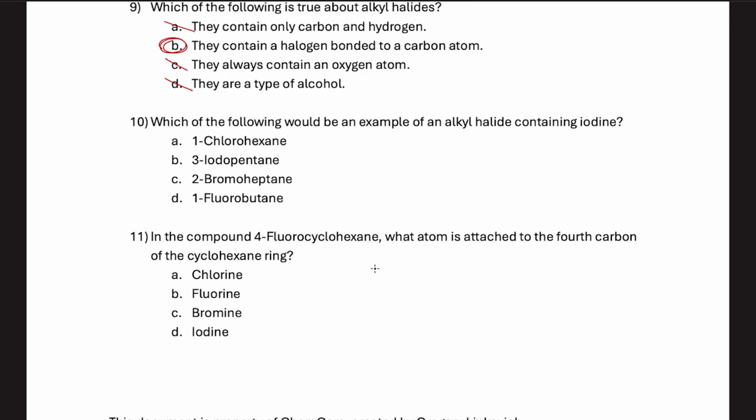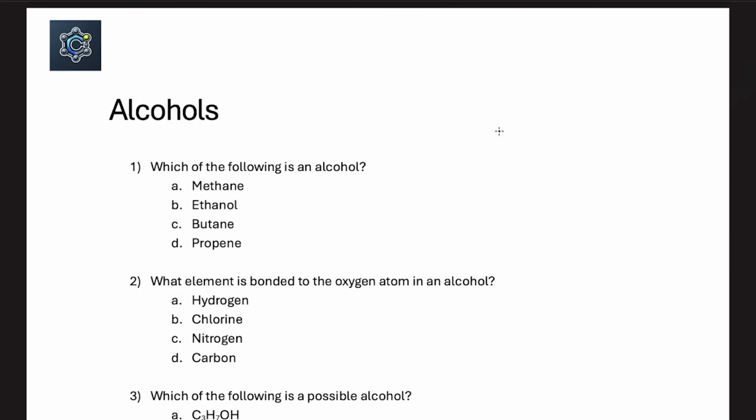Which of the following would be an example of an alkyl halide containing iodine? Well, iodine is I, and so we're literally just looking for iodo. I know you guys don't know how to name, but critically think: chloro, iodo, bromo, or fluoro. Well, the answer choice is probably the one that says iodo. In the compound 4-fluorocyclohexane, what atom is attached to the 4th carbon of the cyclohexane ring? Well, I'm probably going to guess fluoro, and so the answer is fluorine. In this sheet, we're going to move on to bringing in alcohol.